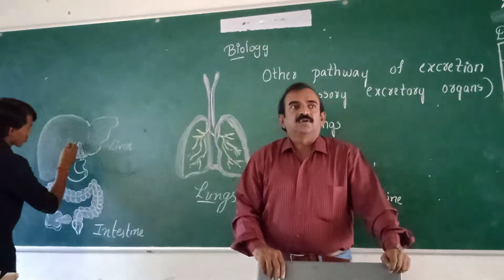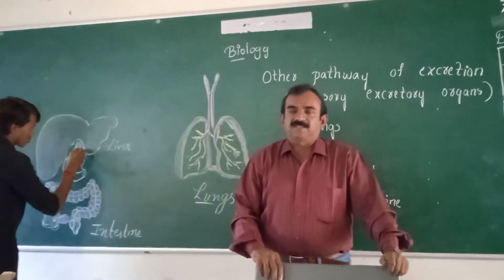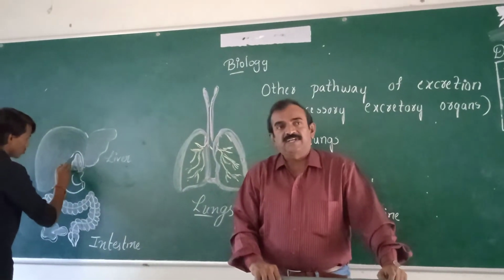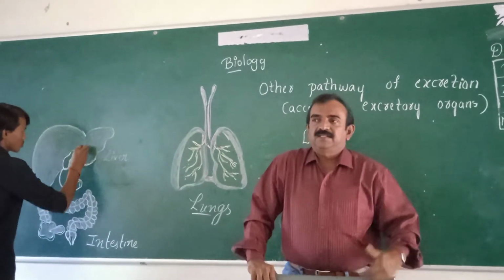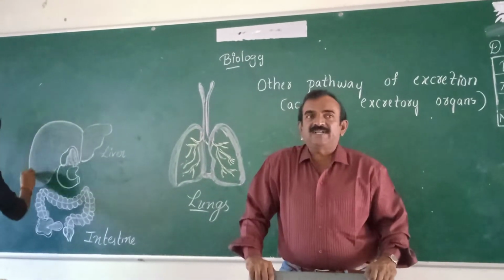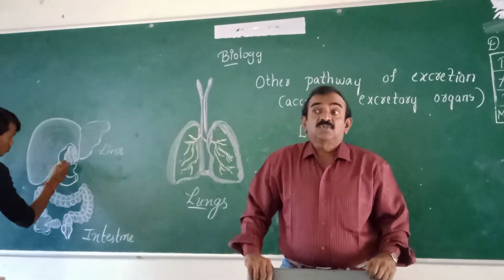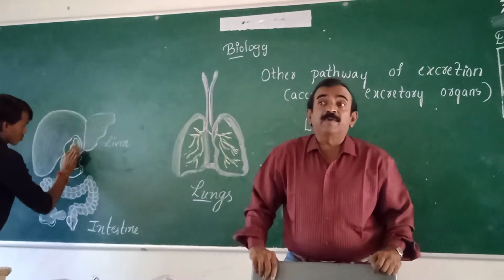First unit is nutrition. Second is respiration. Third is transportation. Fourth one is excretion. So we are discussing the excretion topic. What are the excretory organs in human beings?